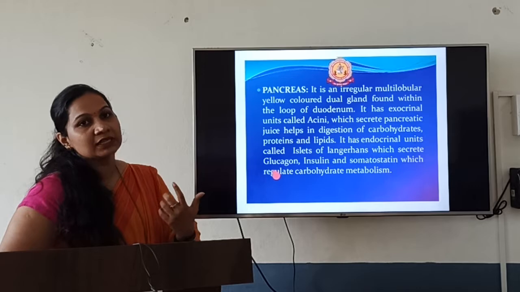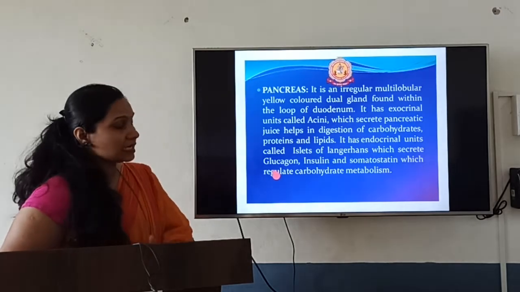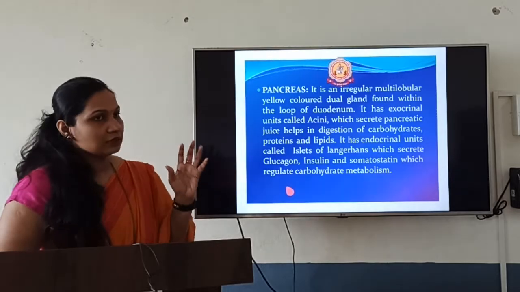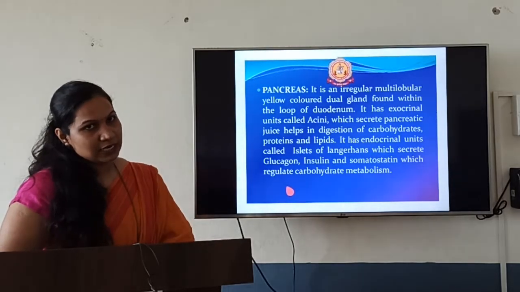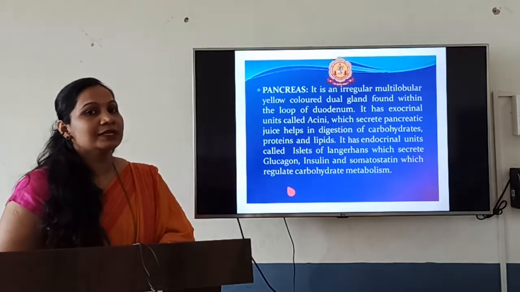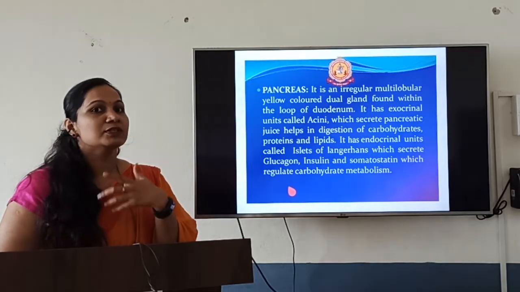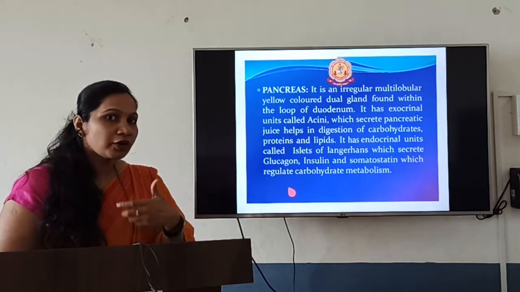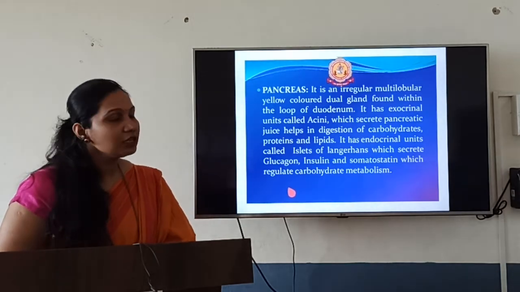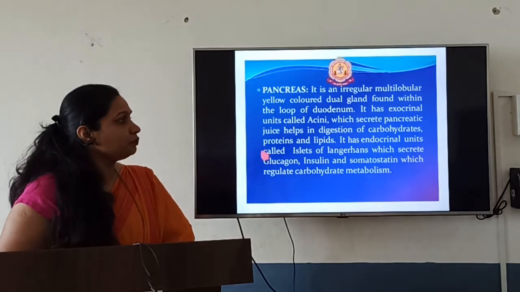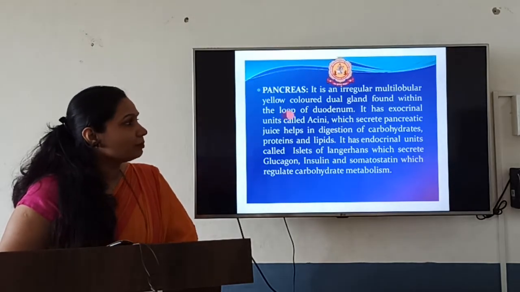So what are these? These are the hormones. Okay. So these glucagon, insulin and somatostatin are mainly involved in the carbohydrate metabolism, that mainly regulates the carbohydrate metabolism. As you know, insulin will regulate the blood sugar level, glucagon will increase the blood sugar level, somatostatin is mainly regulating the growth hormone. So these are regarding the pancreas.